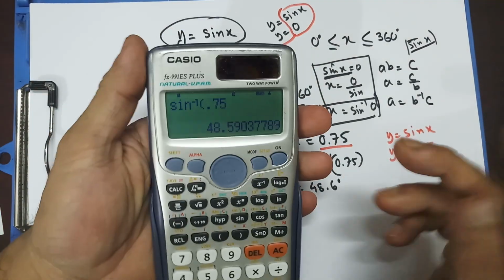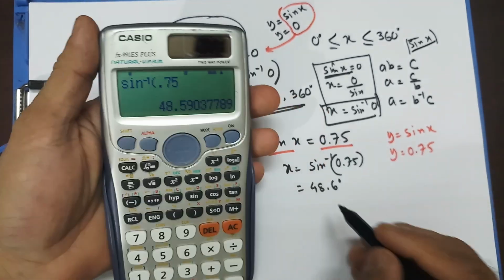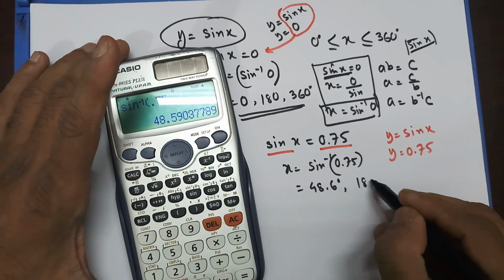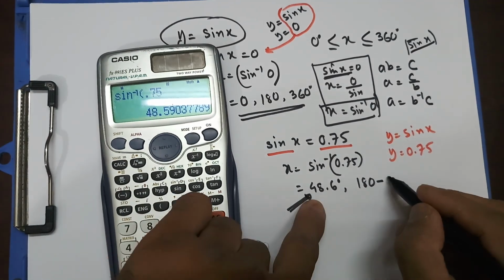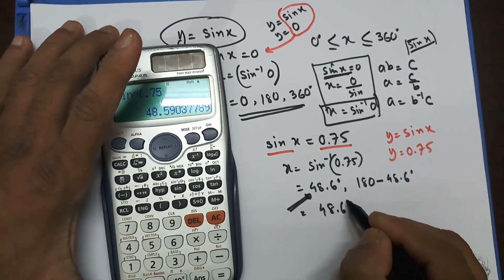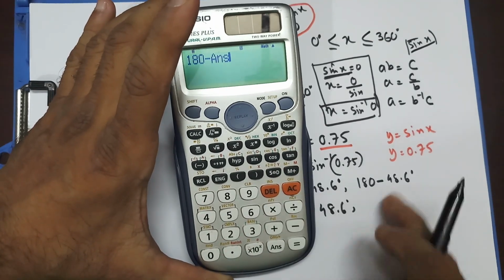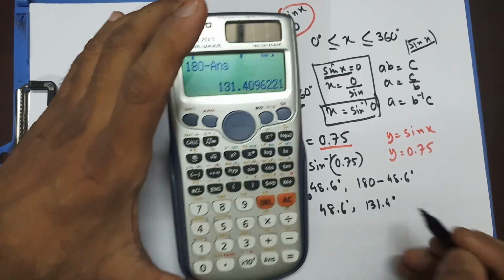You know that in our CIE exam, angle is supposed to be given in one decimal place. So that's that. And another one in the second quadrant. Second quadrant is going to be 180 minus this, since this is acute. So I have 48.6 degrees and 180 minus the answer I had before. So it's going to be 131.4 degrees.